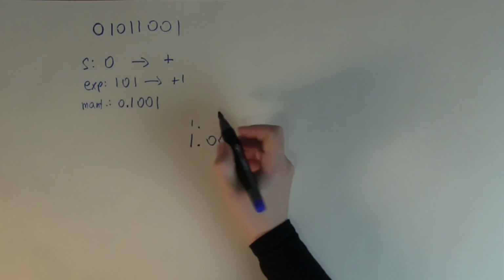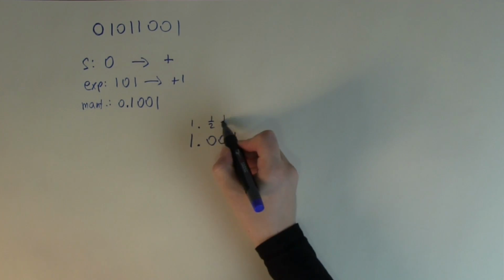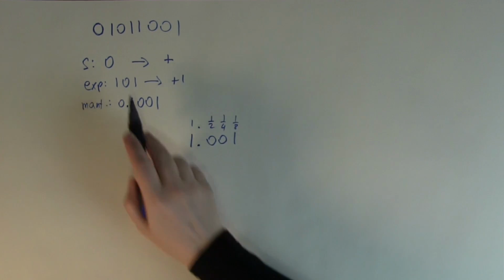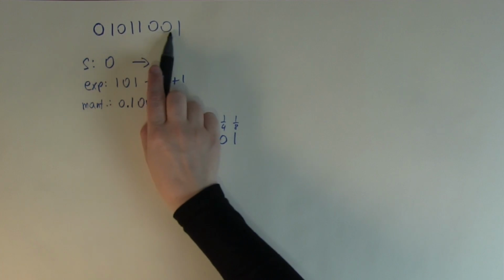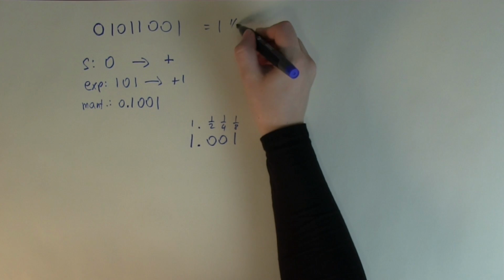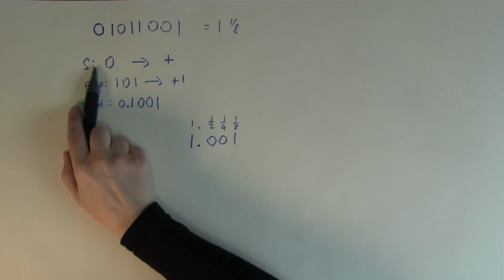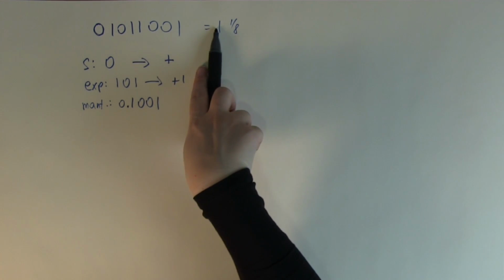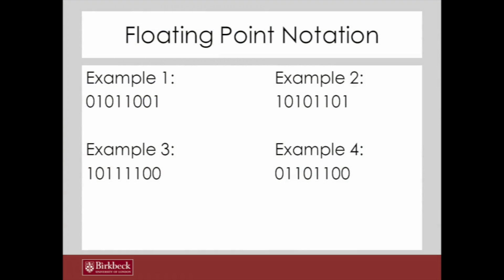This is the place value of 1. That's a place value of half. That's a place value of quarter. And that's a place value of 8. So this 8 bits floating point notation is 1 and 1/8. Don't forget, it starts with a 0, it's a positive number, so we don't have to write any sign in front. Next example, 1, 0, 1, 0, 1, 1, 0, 1.